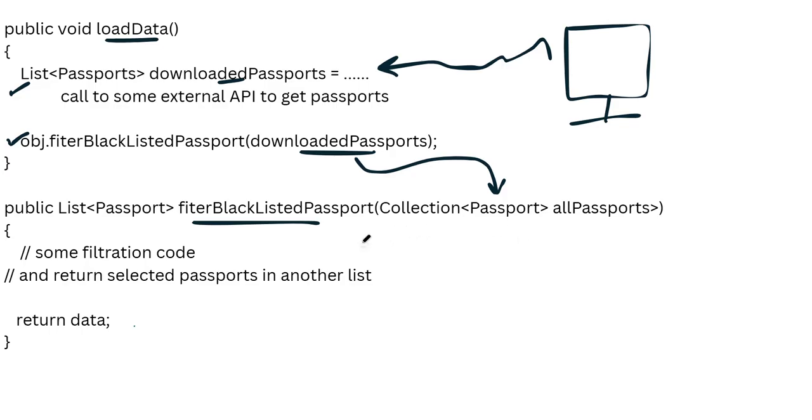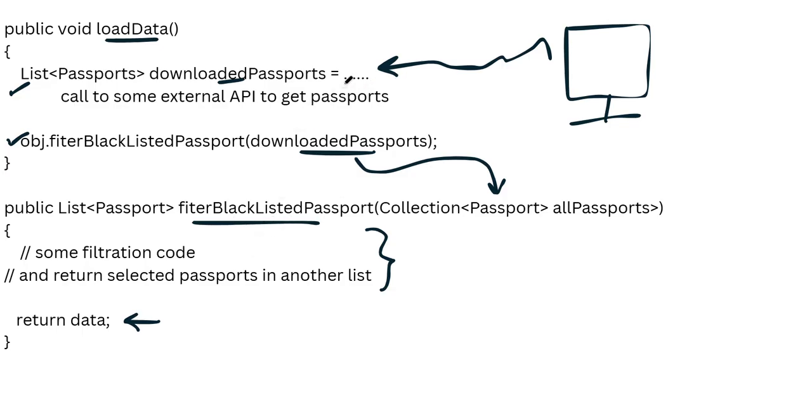Then I perform some XYZ business logic, and then I return the filtered list. It is the data which the business is interested in. Business, I mean to say, the logic, the business objective. So the business is interested in getting all the blacklisted passports. It can be diplomatic passports. Business can also be interested in passports of some particular country as well. Something like this.